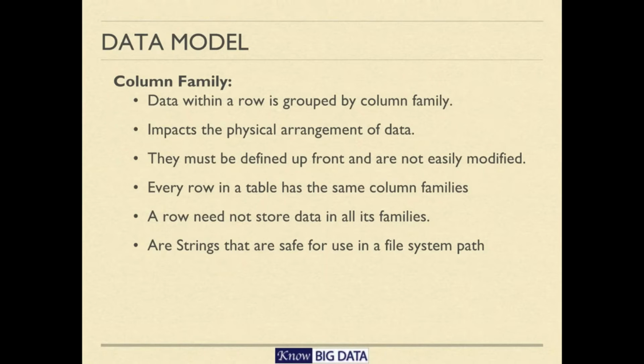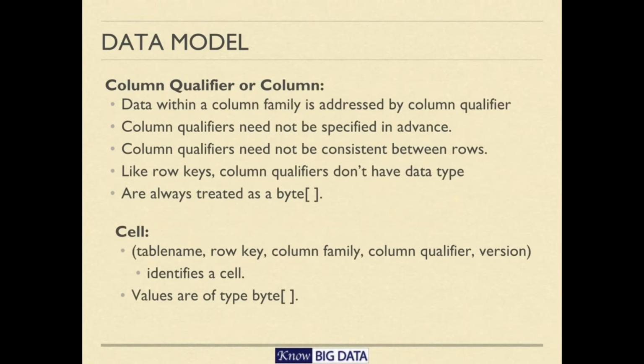Every row in a table has the same column families. But that does not mean that all the column families need to have any column. All the column families can stay empty. When we are creating a row, we can just create a row with a row key and not put any data in it. A row need not store data in all its column families. Since HBase will be asking HDFS to create a folder with the name of the column family under the table name, inside the region, the name of the column family has to be file system safe.